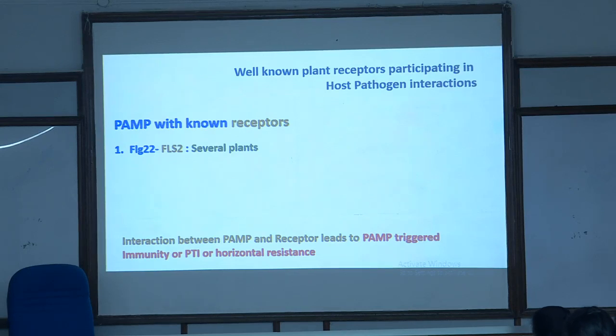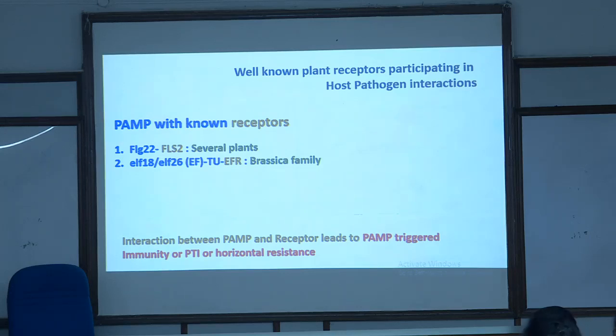I was talking about the receptors, and where they are going to interact on the pathogen side. So the well-known plant receptors participating in the host pathogen interaction, the PAMs with the known receptors, I always tell as 5 examples. One is flg22 interacting with FLS2, documented in a number of hosts, right? And we have elf18, elf26, that is elongation factor 18 and elongation factor 26. These two are what they call PAMs.